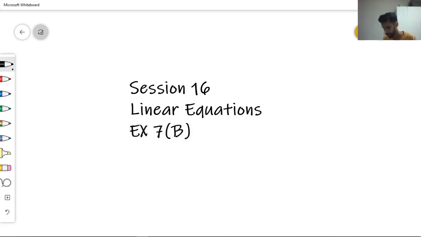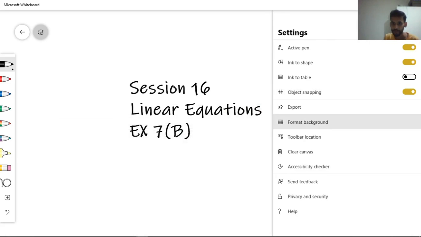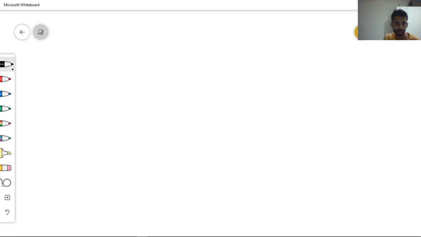So hello everyone, today is your session 16, exercise 7b. So we'll be starting from question number 13. If the area is 3x centimeter square, make an equation and find x.